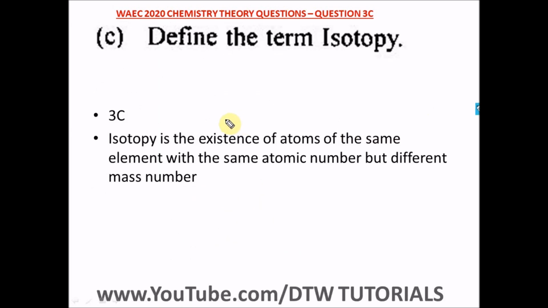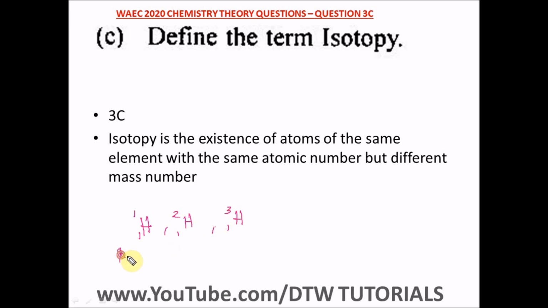Question 3c says define the term isotopy. Isotopy is the existence of atoms of the same element having the same atomic number but different mass number. The same atomic number, different mass number. For example, hydrogen has 3 isotopes: protium, deuterium, and tritium. Same atomic number, different mass number.